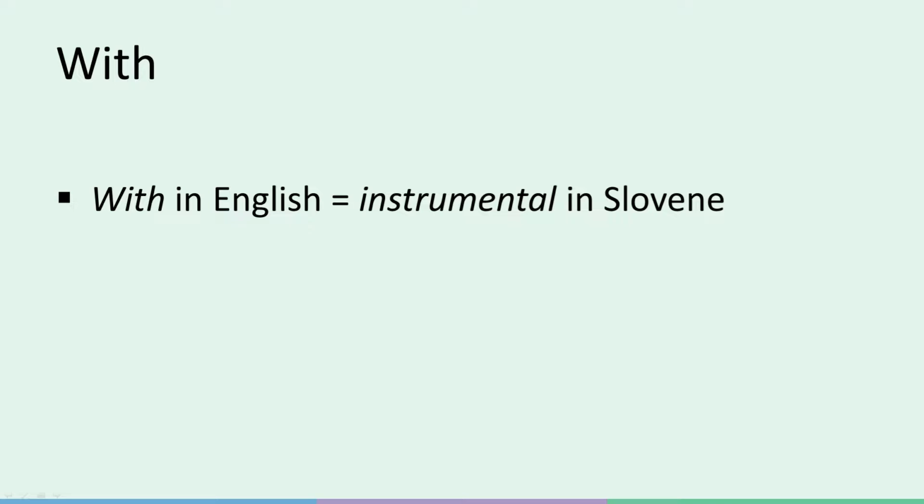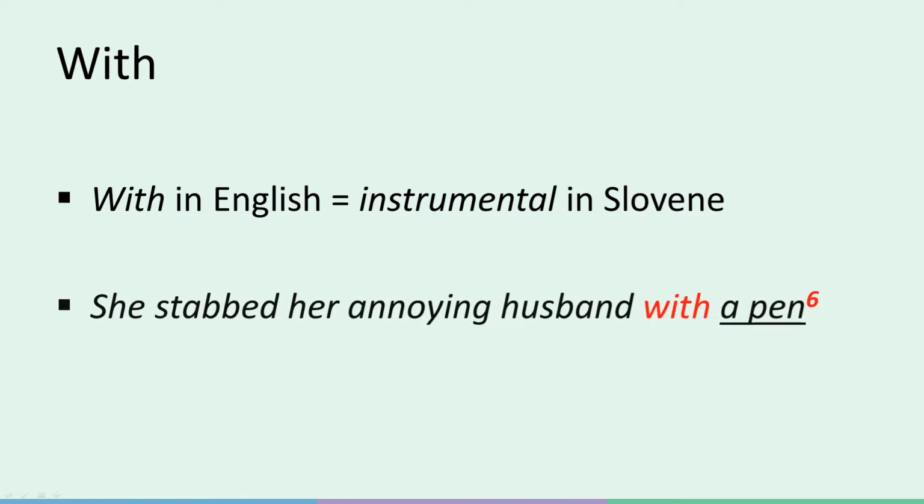To make sure we remember this, let's make up a cool sentence like, let's say, she stabbed her annoying husband with a pen. Well, we've marked our tool or instrument by underlining it, and we've just learned that the word "with" tells us right away we have to use the word pen in the sixth case when translating to Slovene. However, that's just the case of the noun, so the ending the word pen is gonna take in Slovene. But what about the word "with" itself?